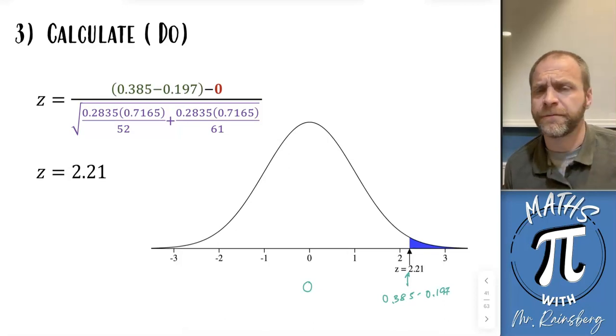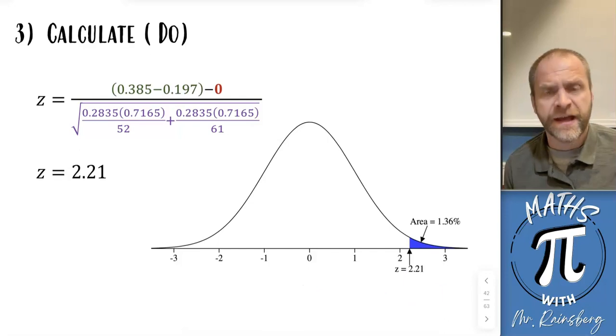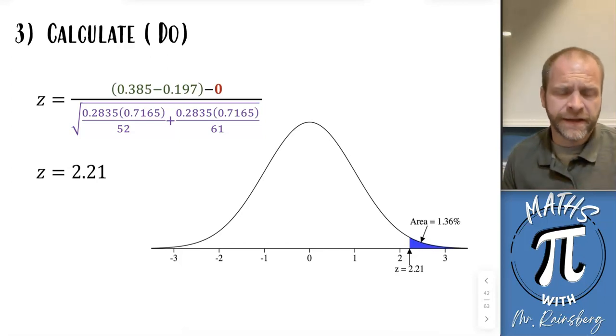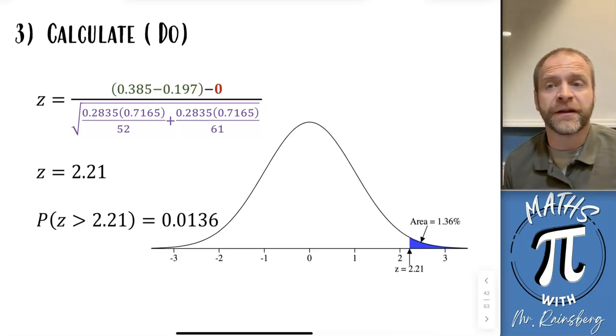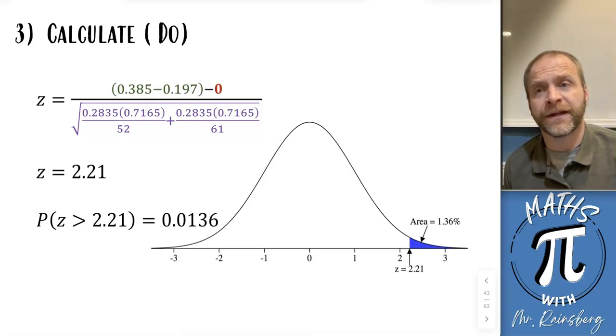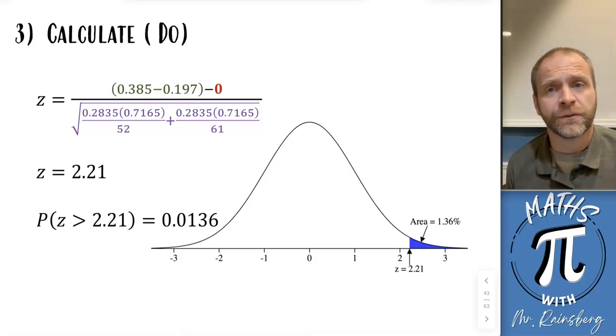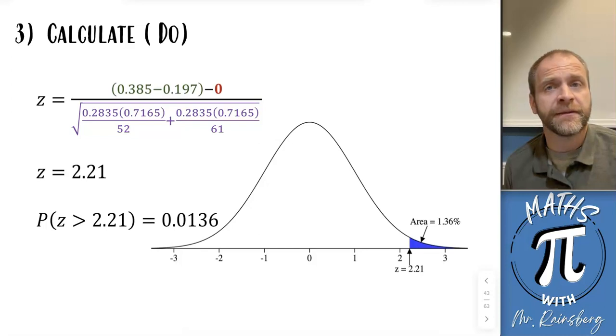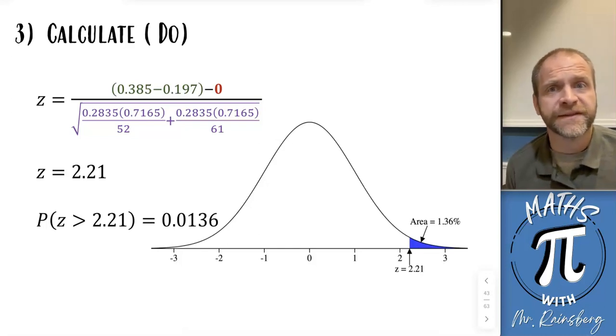So I have my z-score. Now I need to look at what's the p-value that's associated with that z-score. And the p-value there would be about 1.36%. So 0.0136. So if I want the probability of a z-score being greater than 2.21 in this scenario, it's going to be about 0.0136.